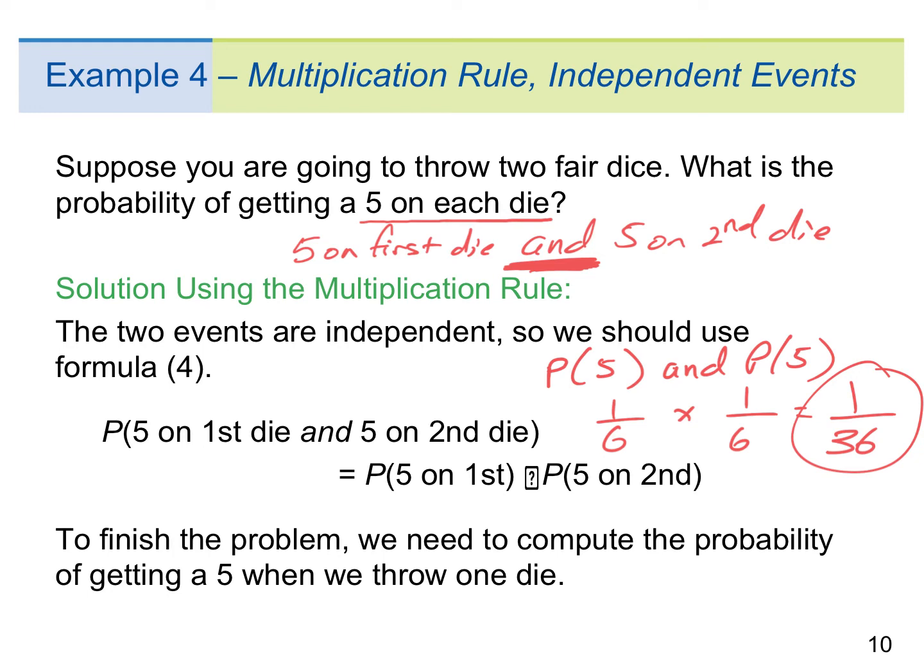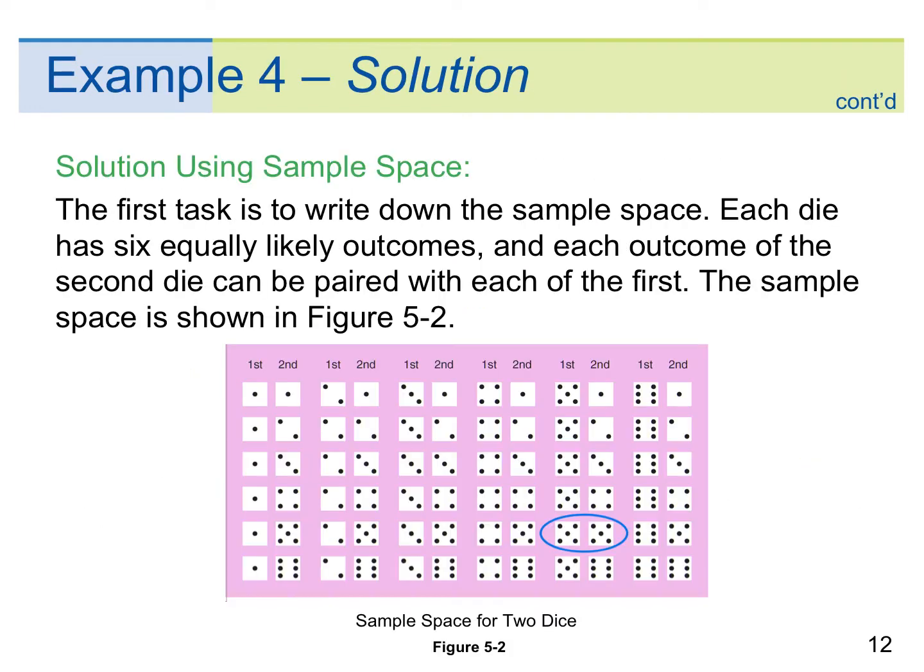And the events can be independent or not independent. Multiplication. I just want to show you this to prove it. They wrote all 36 outcomes for you when rolling 2 dice. 1,1, 1,2, and so on. And look, there's only one instance where you got a 5 on the first die and a 5 on the second die. 1 out of 36. I think we got there a lot easier.